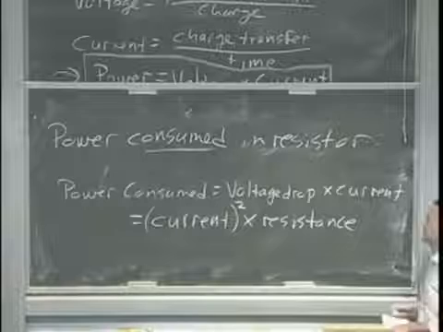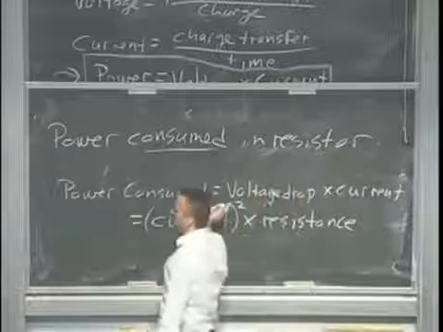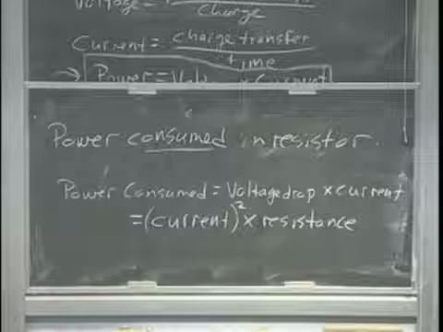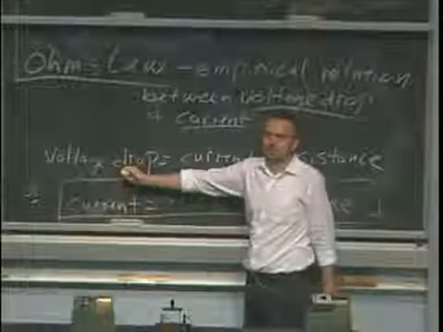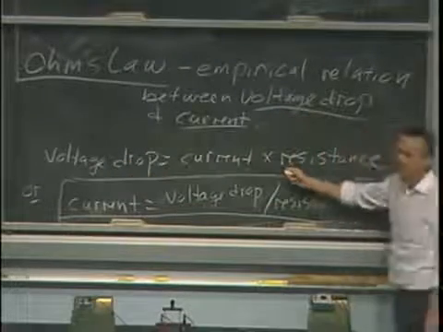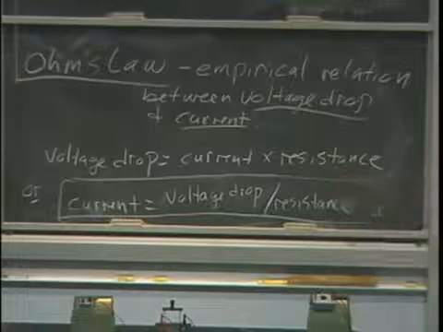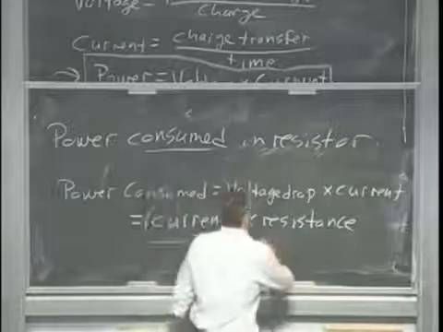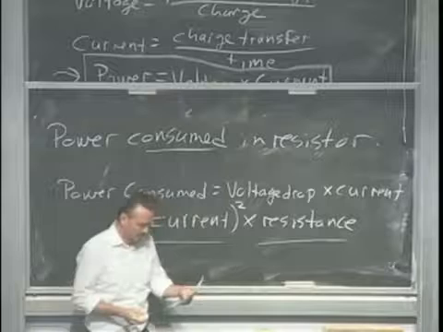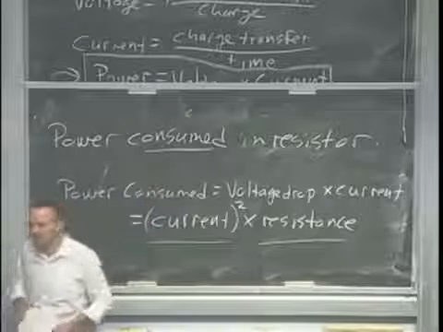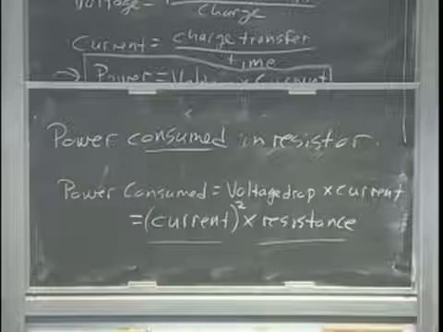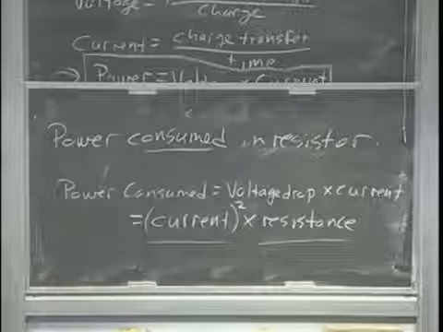This comes from the fact that power is voltage times current, and we have this empirical relationship for a given resistance between the voltage and the current. So it goes as the current squared times the resistance, and that power is being dissipated in the circuit.